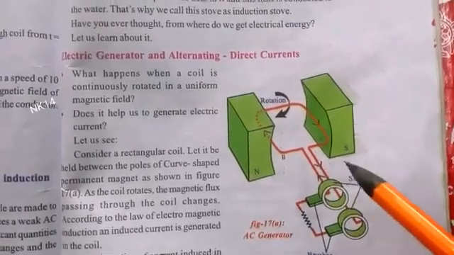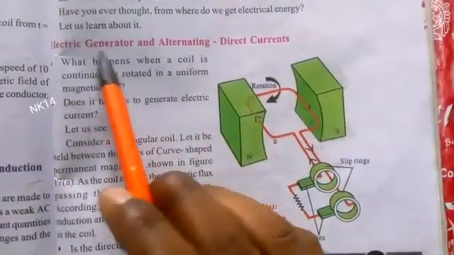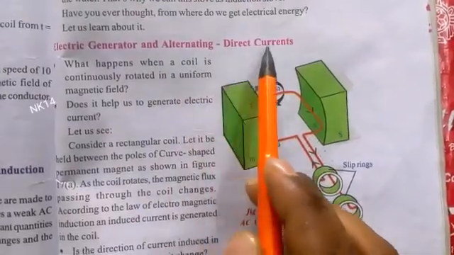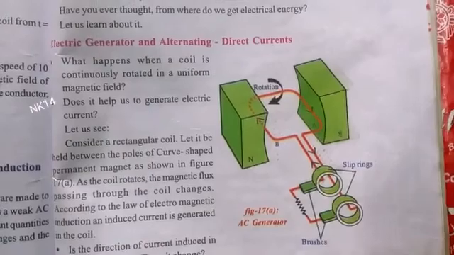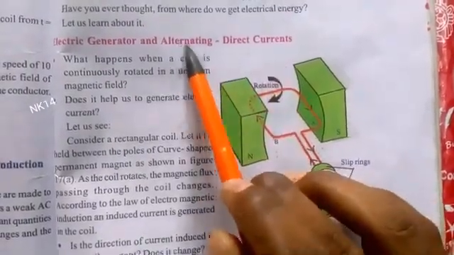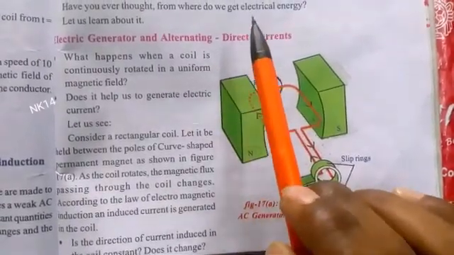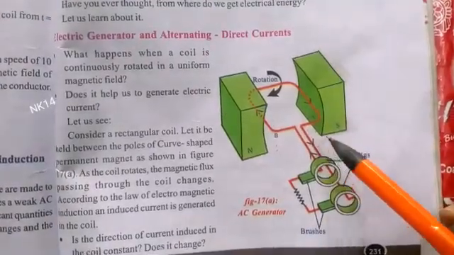Next, coming to today's topic, it is about the generator. I have taken the same topic, electric generator and alternating and DC currents. There are two types of generator, friends. One is alternating current, another is direct current. We generally call them AC and DC. So generators can produce AC and DC. Let's go to our topic.